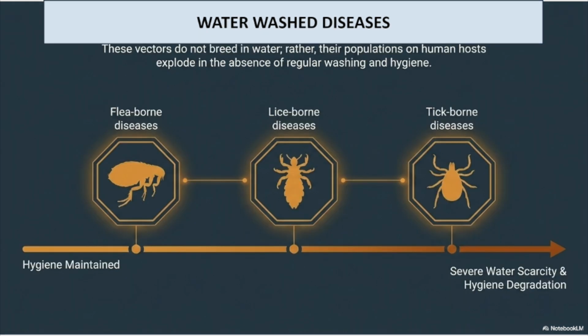There is also a group of vectors linked to water-washed diseases, and these vectors do not actually breed in water, but rather their populations on human hosts explode in the absence of regular washing and hygiene. This includes flea-borne diseases, lice-borne diseases, and tick-borne diseases, with severity increasing as hygiene degrades under conditions of severe water scarcity.